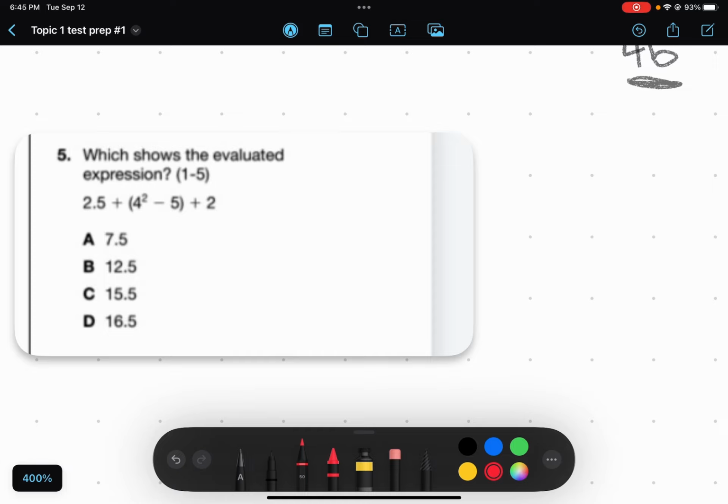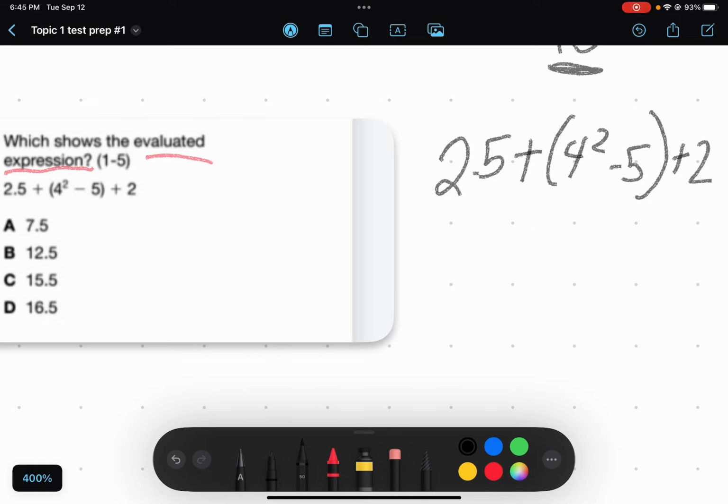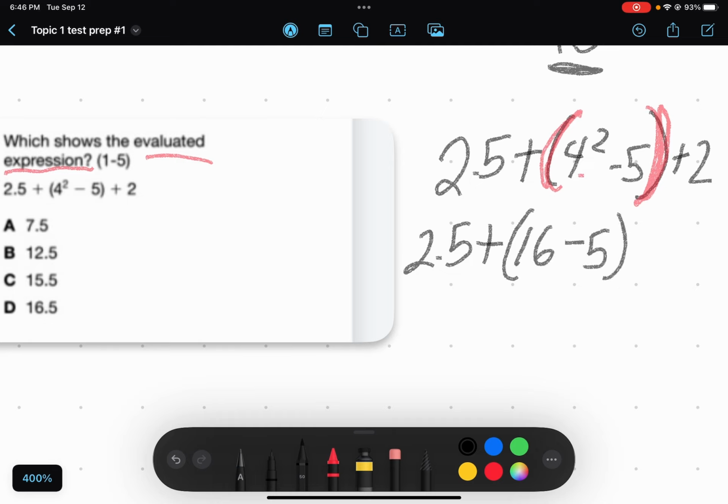Number 5, which shows the evaluated expression? So looking at how to break it down, if we were to rewrite this, we have, let me write in black, 2.5 plus 4 squared minus 5 parentheses plus 2. So I'm going to do my parentheses first, just like in our PEMDAS. So I have my exponents, which we know we do first, so I'm going to rewrite this. 2.5 plus, then 4 squared would be 4 times 4, which equals 16, minus 5 plus 2.